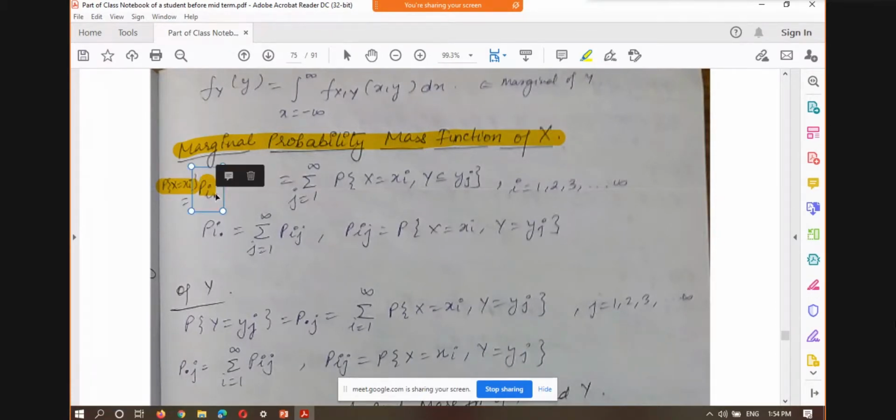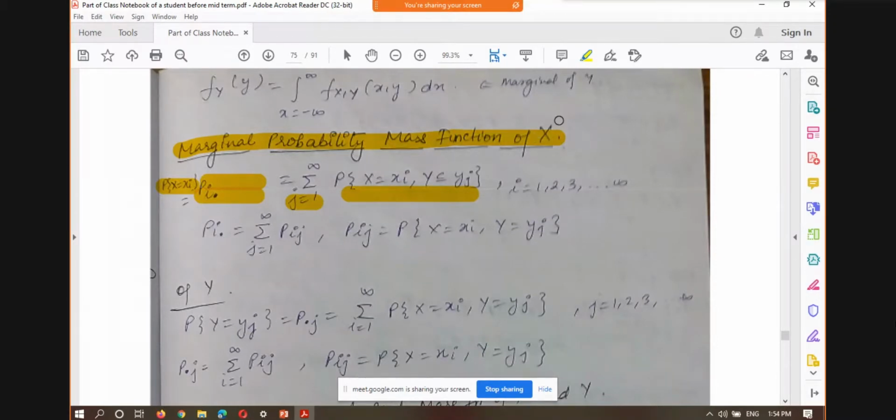So j is varying over all values, and I am calculating the probability that X equals xi. This is equal to the summation over j, over all the values taken by j, of the joint probability mass function, and I have to add this.